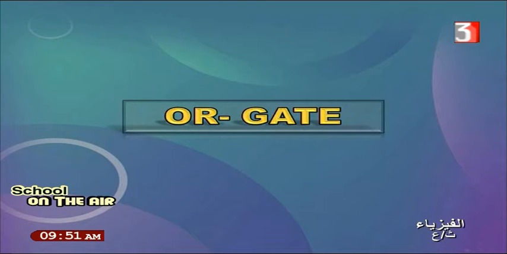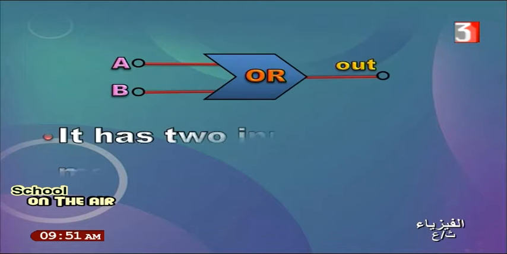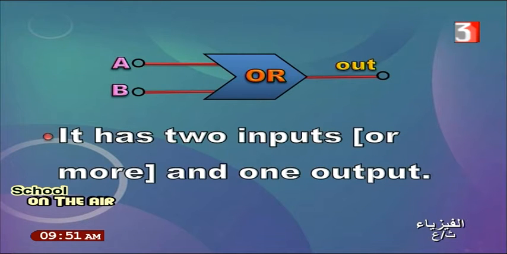And the last one is the OR gate. What about the OR gate, and how can we simplify it by using an electrical circuit? This is the first symbol of the OR gate. It has 2 inputs or more and just 1 output. And you should memorize how to draw it quite well. And we'll understand the truth and the logic behind it.